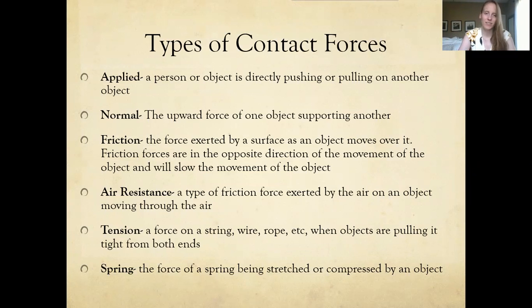Friction is also a contact force. So if I were to take something and slide it across the desk, the force of friction would be working against the slide. So if this hair clip was sliding across the desk in this direction, friction would be pushing it backwards and bringing it to a stop.